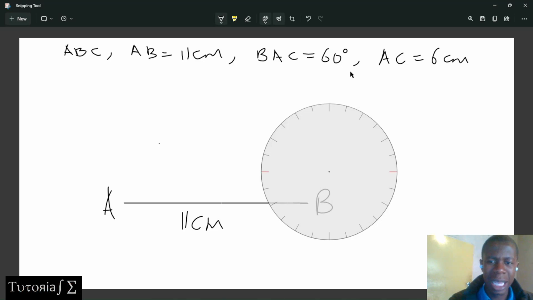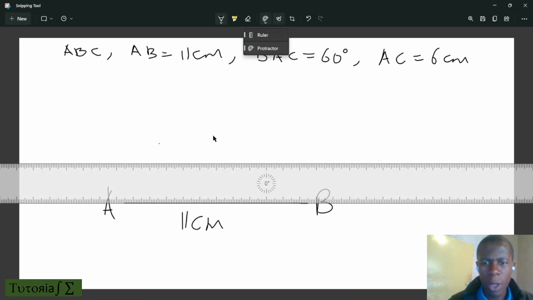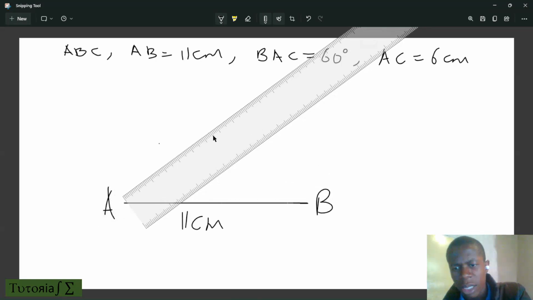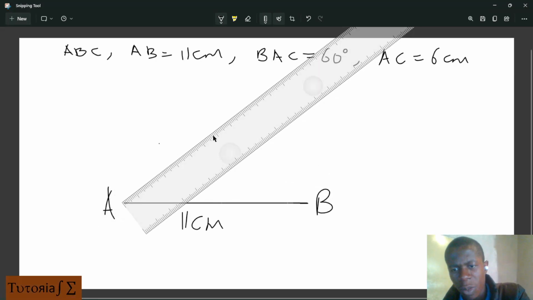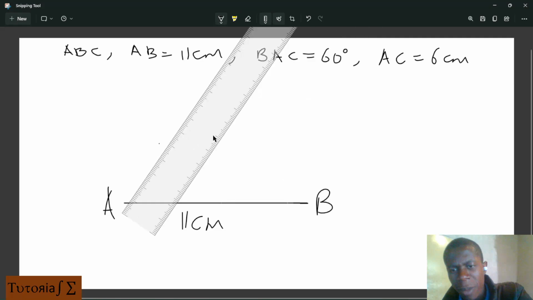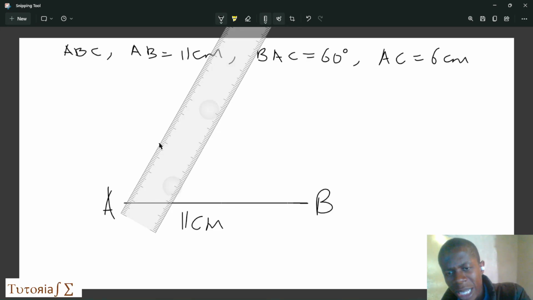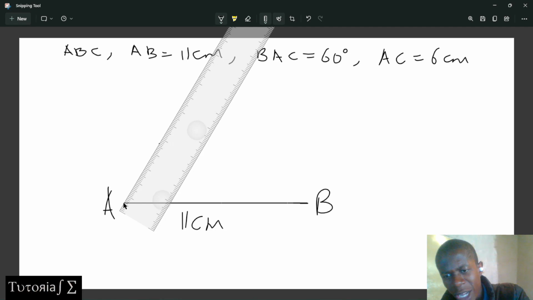Then you go to the second part. Draw AC, which is 6 centimeters. You get your ruler to draw your AC. Make sure that you measure out 6 centimeters. You put your pen on this point, then you move your ruler until it touches your pen. Then you bring your pen again on that point, and you move your ruler until it touches your pen like that.